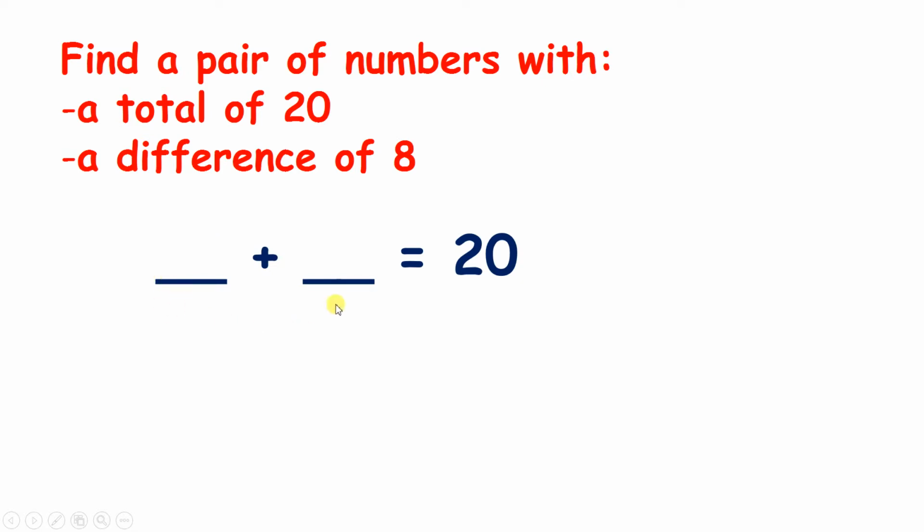Now we could try 12 and 8, but I think we're still quite far off having a difference of 8. So let's try 13 and 7. That totals 20, but 13 minus 7 is 6. So we still don't have a difference of 8, but we're getting closer. So now let's try 14 and 6. 14 plus 6 is 20, and 14 minus 6 is 8, so we have a difference of 8. So our numbers must be 14 and 6.